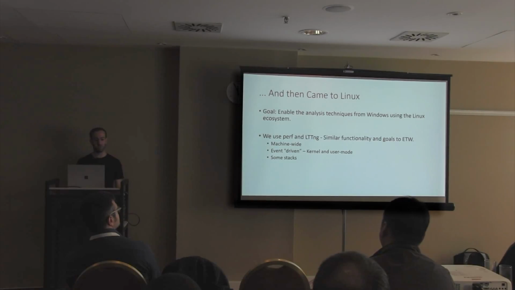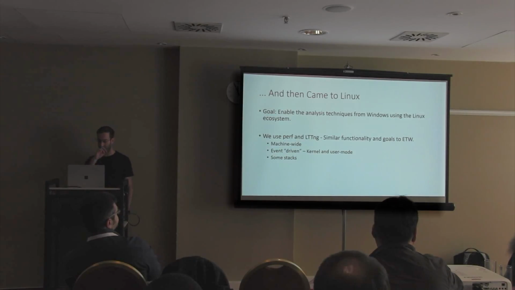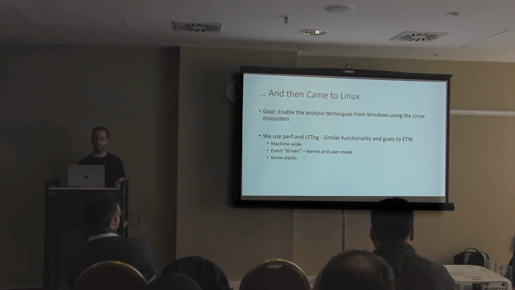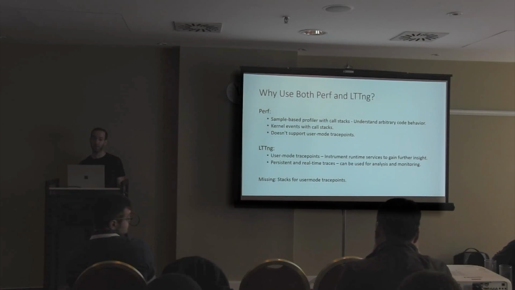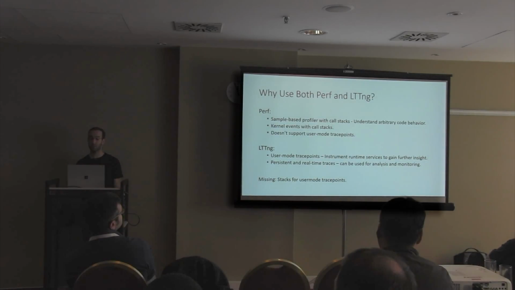And so after some deliberation, we chose to use perf and LTTng because both have similar functionality and goals to ETW. They're both machine-wide. They are both event-driven, and together can provide us with kernel and user mode information. And we can get some call stacks as well. So why both? It turns out they each provide us with a little bit of different functionality. So perf can provide us with a sample-based profiler with call stacks, so we can use that to understand arbitrary code behavior. We can get kernel events with call stacks, but it doesn't support user mode trace points.